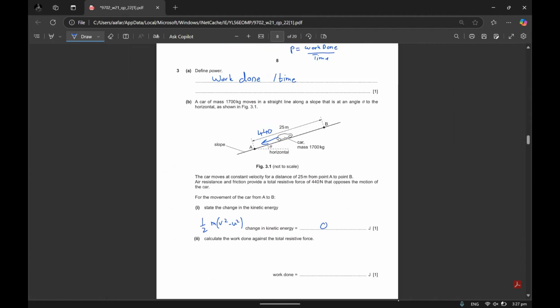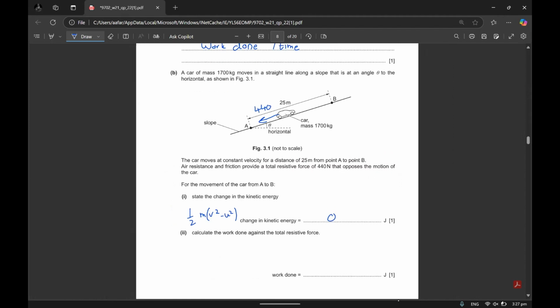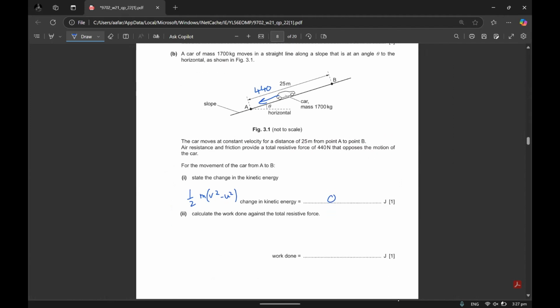Calculate the work done against the total resistive force. So you know that the resistive force is 440, and work done is basically force into distance moved. So it will be 440 into 25. Distance moved will give us 1.1 into 10 power 4 joules.